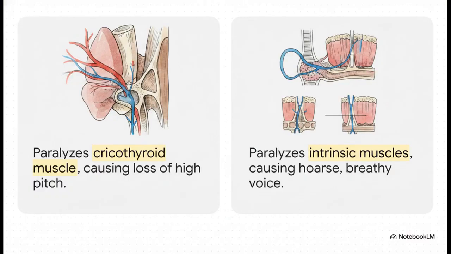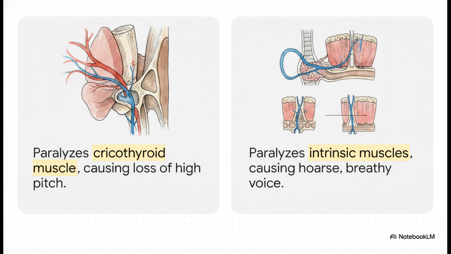Here's the breakdown. The ESLN is at risk high up in the neck, specifically when the surgeon is ligating the superior thyroid artery. If you injure it, it exclusively paralyzes the cricothyroid muscle. Practically speaking, the patient loses the ability to tense their vocal cords, they lose their high-pitched tones, and get severe vocal fatigue, which is obviously devastating if they're a singer or a public speaker.